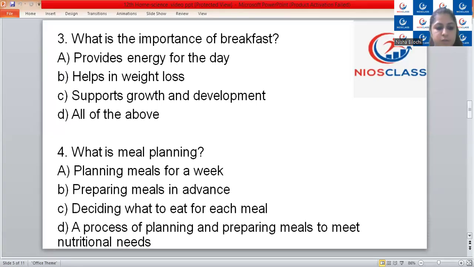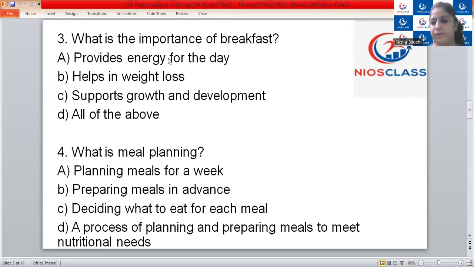So the first option is provides energy for the day. Second option says helps in weight loss. The third one is supports growth and development. And the fourth one is all of the above. So if you see option number 1, definitely.